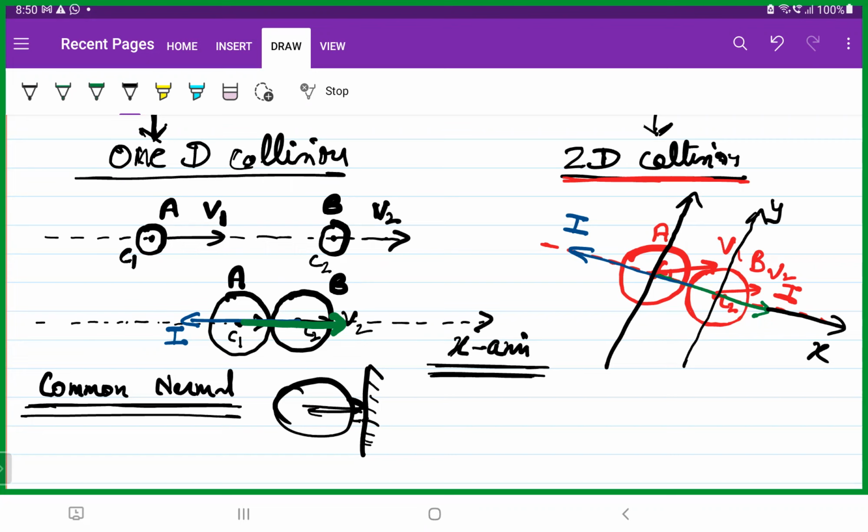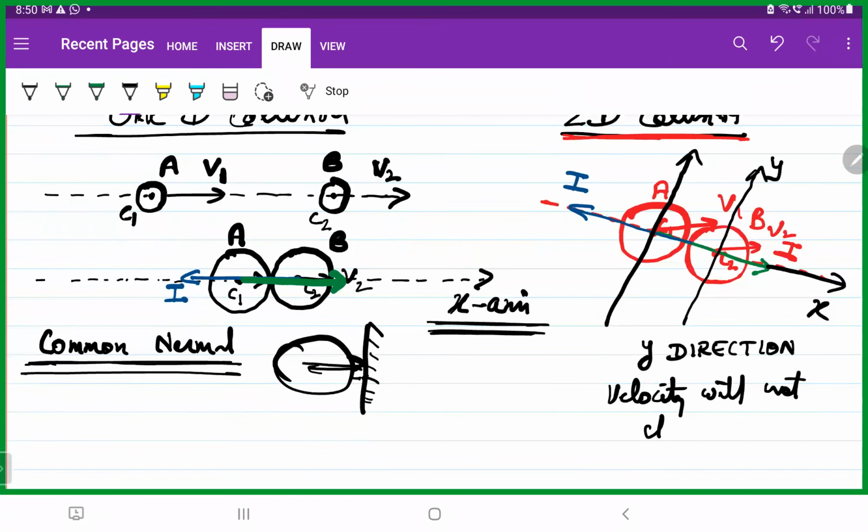So we can say in 2D collision, as you can see here, y direction velocities will be unaffected. Y direction velocity will not change. Why will it not change? Because impulsive forces are applied only along x-axis. A is applying on B along x-axis. B is applying on A along negative x-axis. So this will not change any y direction velocity. So y direction velocity will be the same.